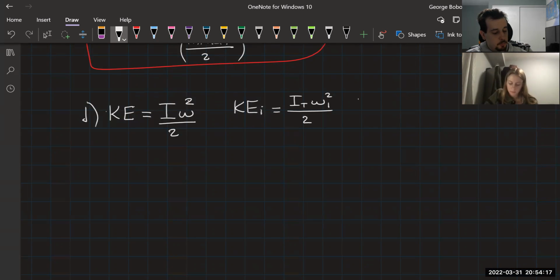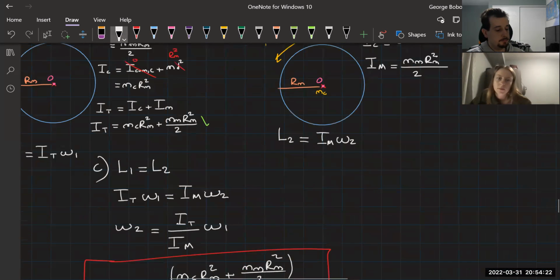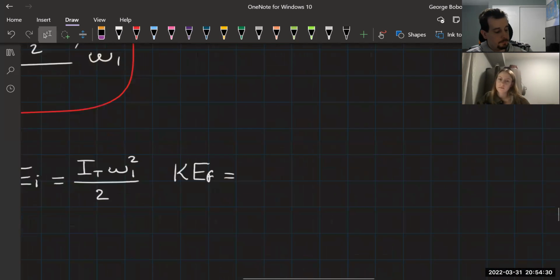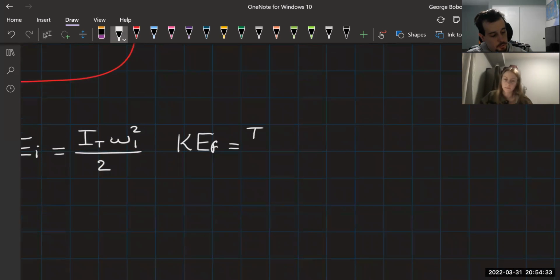And what about the final? What's going on there? So it would be inertia m omega 2 squared over 2. Right. Still the total again, but the child doesn't contribute.